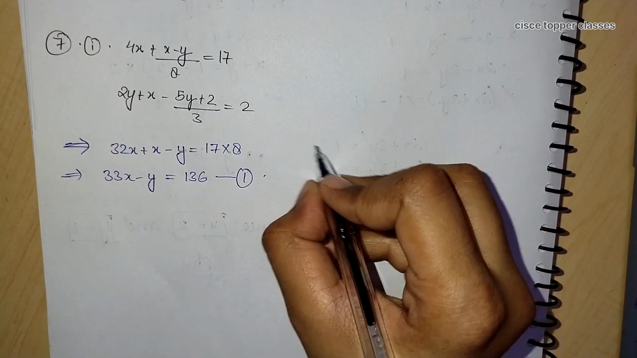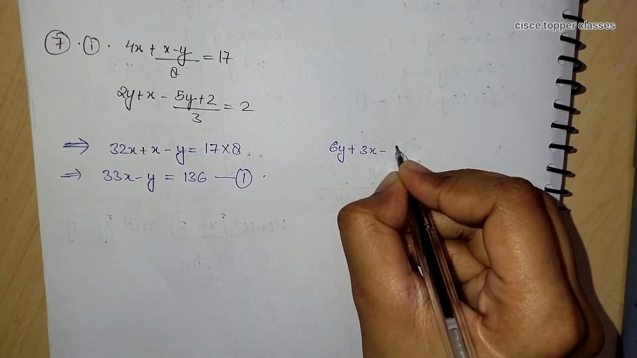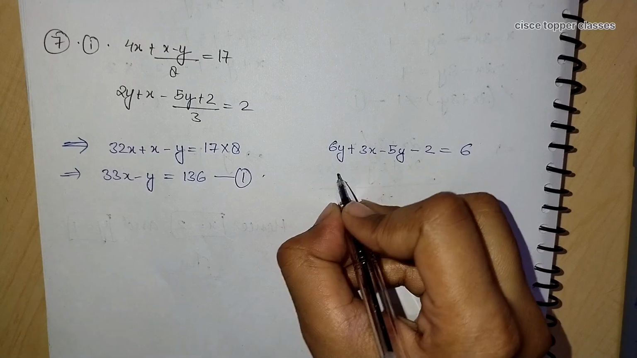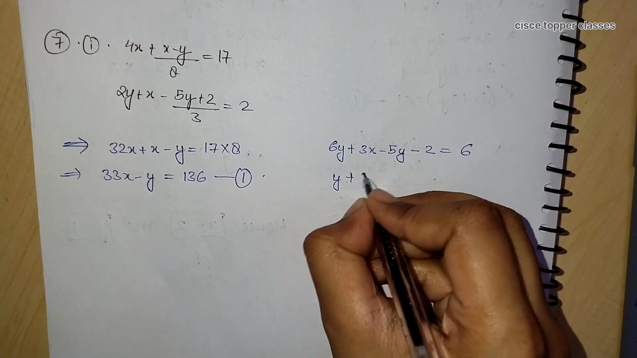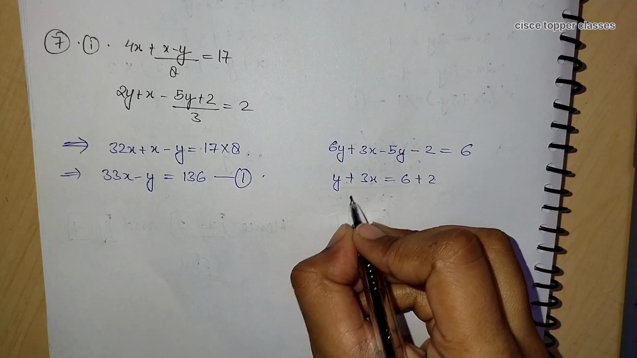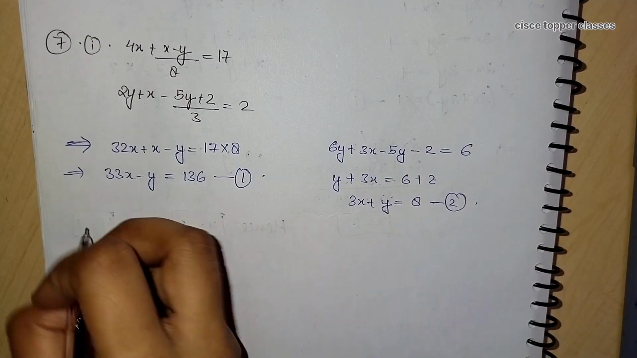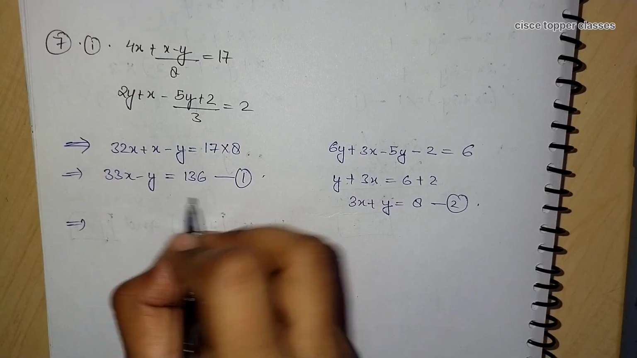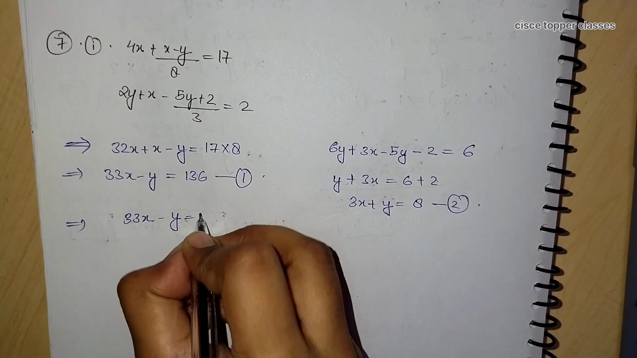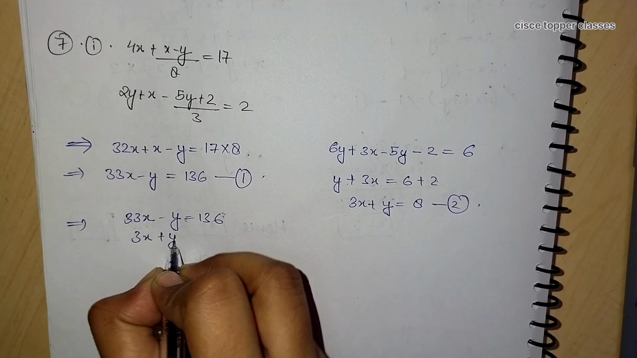Now to find the second equation we will take LCM again. 6y plus 3x minus 5y minus 2 equal to 6. So it will be y plus 3x, 6 plus 2 here. So 3x plus y is equal to 8 is the second equation. Now we will solve here. So 33x minus y equal to 136. Here 3x plus y equal to 8.